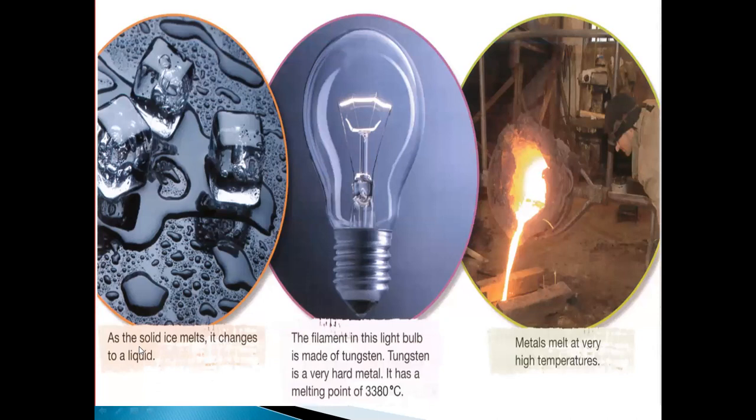You can see here, as solid ice melts, it changes to a liquid. Ice can change into liquid at normal temperature. The filament in a light bulb is made of tungsten. Tungsten is a very hard metal. It has a melting point of 3380 Celsius, so it needs more temperature to melt. Metal also melts, but at very high temperature.